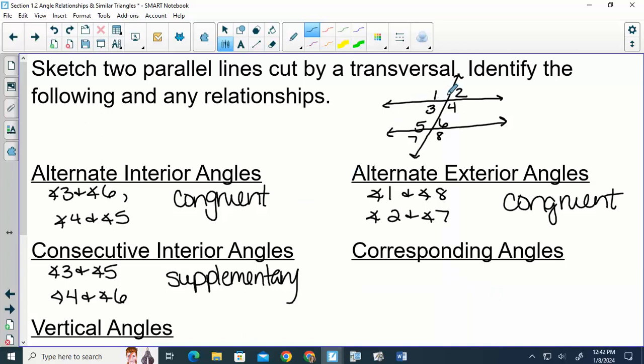So 1 is above the parallel line and to the left of the transversal. So we need the angle above and to the left. So it'd be 1 and 5. Angle 2 and angle 6. Angle 3 and angle 7. And what's true about those measurements?